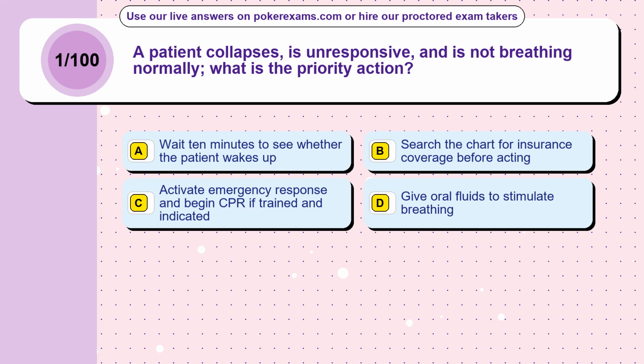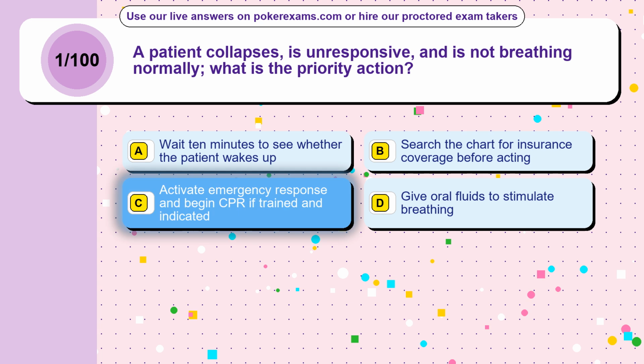Question 1. A patient collapses, is unresponsive, and is not breathing normally. What is the priority action? Option A. Wait 10 minutes to see whether the patient wakes up. Option B. Search the chart for insurance coverage before acting. Option C. Activate emergency response and begin CPR if trained and indicated. Option D. Give oral fluids to stimulate breathing.